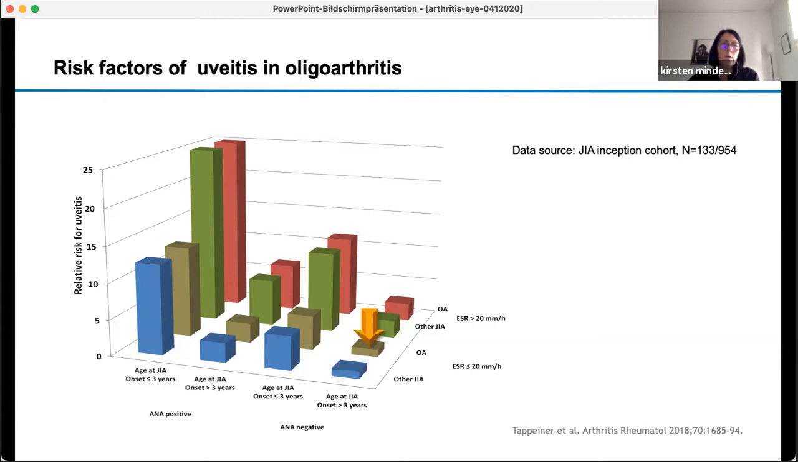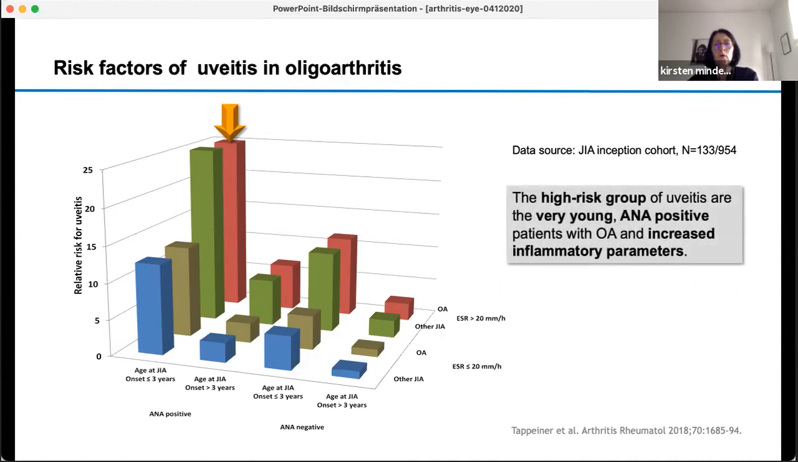So patients with an onset of arthritis beyond the age of 3, with a normal ESR and without anti-nuclear antibody, have a low risk of uveitis. But if ANAs are detected, the risk increases but remains below 5%. The risk increases further if the ESR is above 20 millimeter per hour, and even more if the JRA started already in the first 3 years of life. So the high risk group of uveitis are the very young ANA-positive patients with increased inflammatory parameters.